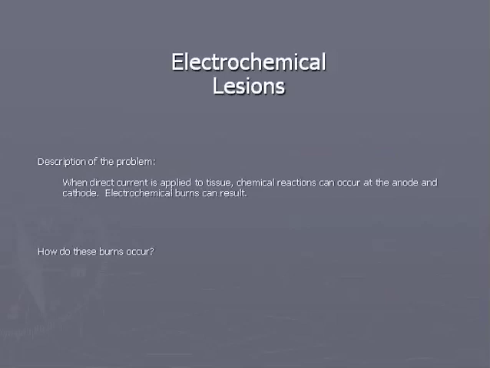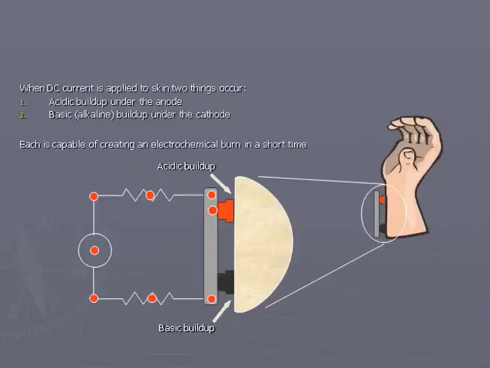Let's take a look. Slide 24. Here is an animation of a typical bar electrode used to stimulate the wrist, but let's use constant current instead of the pulses normally used. When DC current is applied to skin, two things occur. Acidic buildup under the anode and basic or alkaline buildup under the cathode. Each is capable of creating an electrochemical burn in a short time. We'll need to take a closer look at the tissue to understand why.